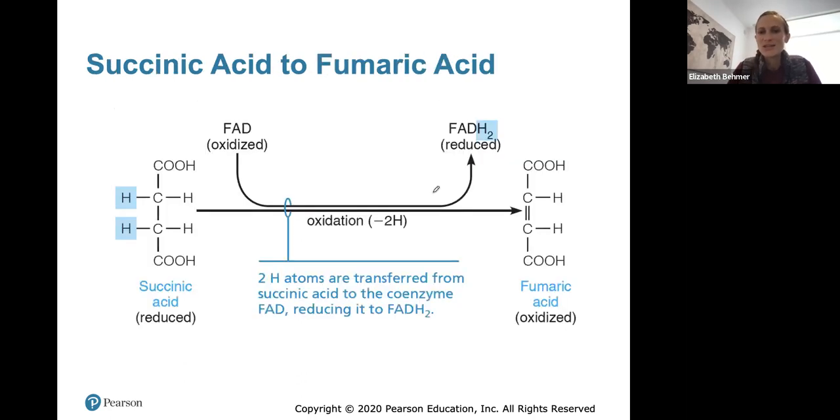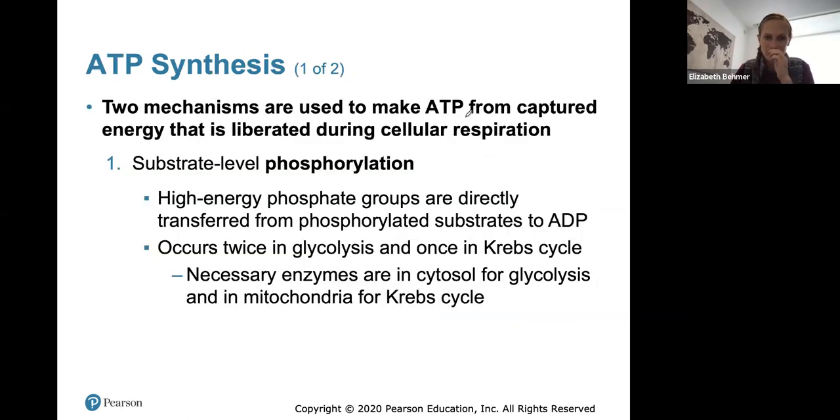This is just an example showing how FAD at this point is an oxidized molecule. And then when we add two hydrogens to it, we're reducing it, because when we add a hydrogen, we have to add electrons to it, which have a negative charge. So FADH2 now is a reduced molecule. This is called a reduction reaction, and that reduced FADH2 will go on and bring its electrons and hydrogens to the final step of cellular respiration called the electron transport chain.